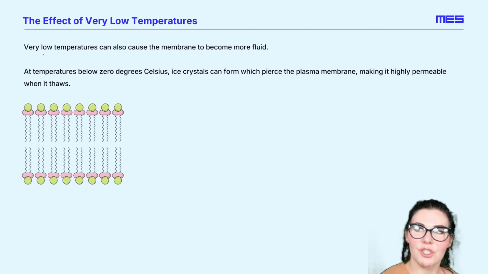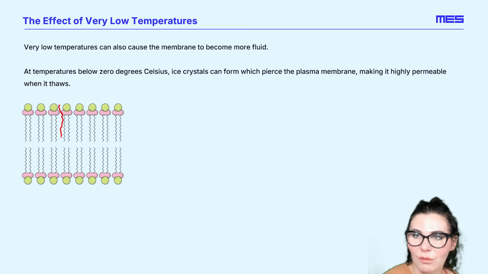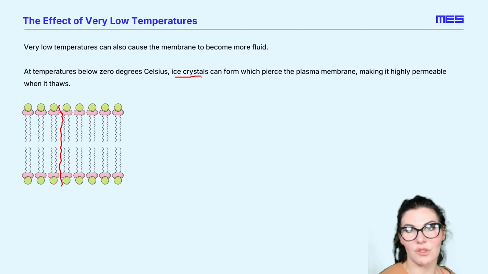Now, low temperatures are also going to affect membrane fluidity. We're talking extreme low temperatures again, guys. We're not just talking about when you're a bit cold. If a membrane goes below 0 degrees C, then the water that's always moving through membranes by osmosis is going to freeze and form ice crystals.